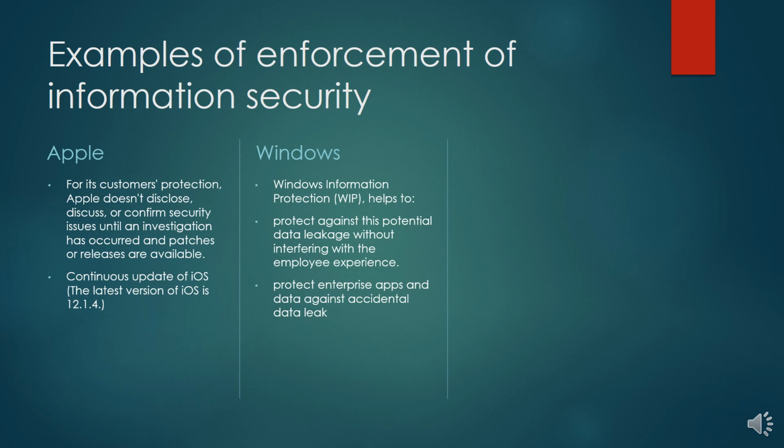It helps to protect against potential data leakage without otherwise interfering with the employee experience, protects enterprise apps and data against accidental data leakage, and covers enterprise-owned devices and personal devices that employees bring to work without requiring changes to the environment or other apps. Another data protection technology, Azure Rights Management, works alongside WIP to extend data protection for data that leaves the device, such as when an email attachment is sent from an enterprise-aware version of a rights management mail client.